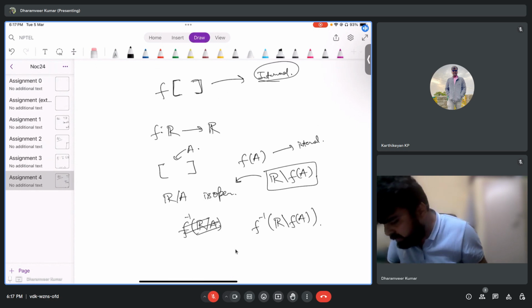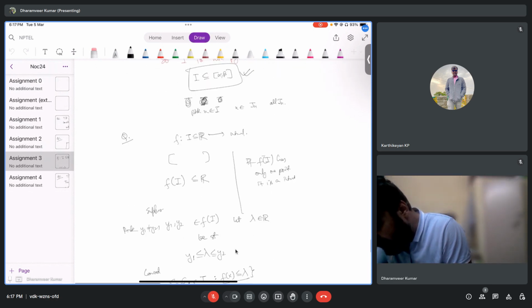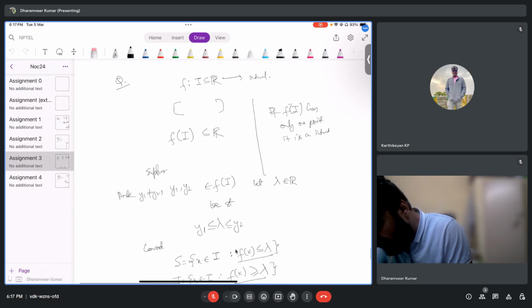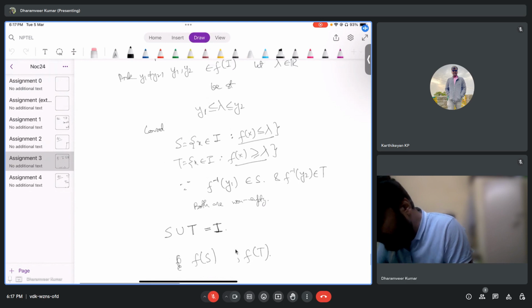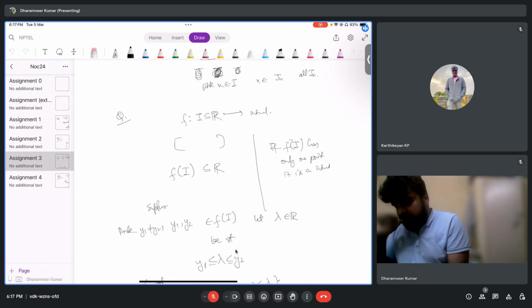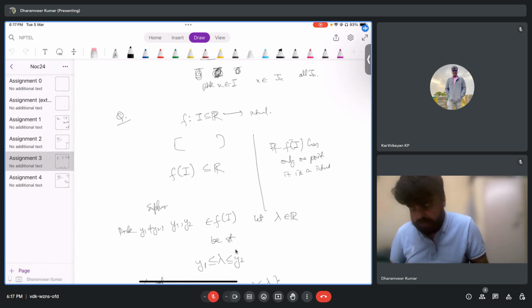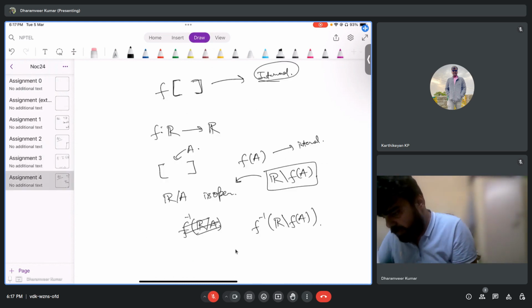I did this in last class, right? Yeah, so that's what we did. If I is in R and for a closed interval, it will be a closed interval. I think we did this in last class already. Okay, so I'll move on.